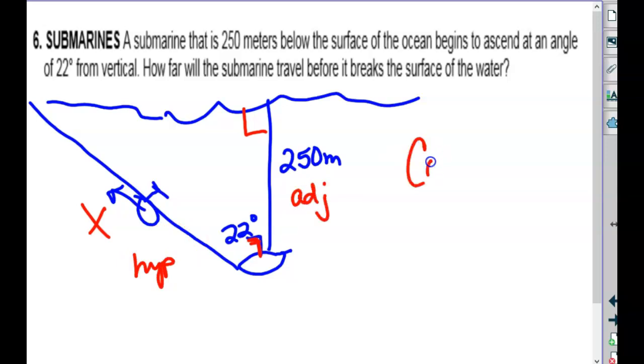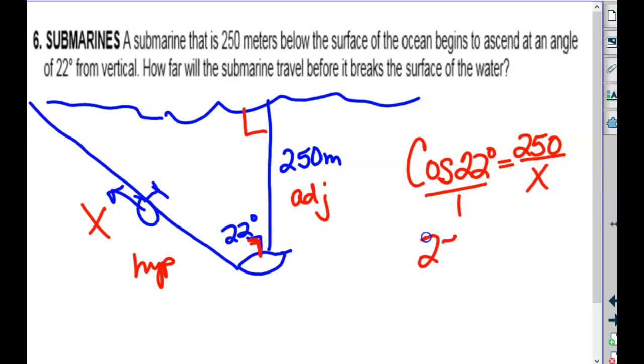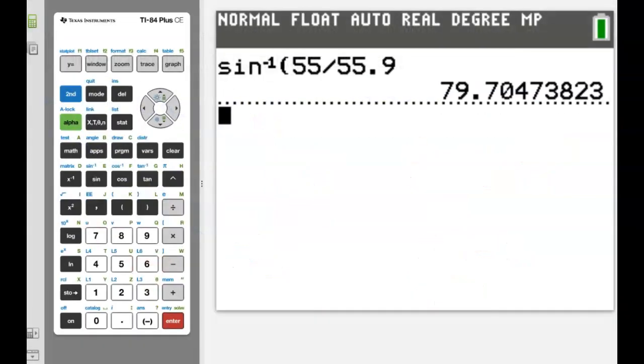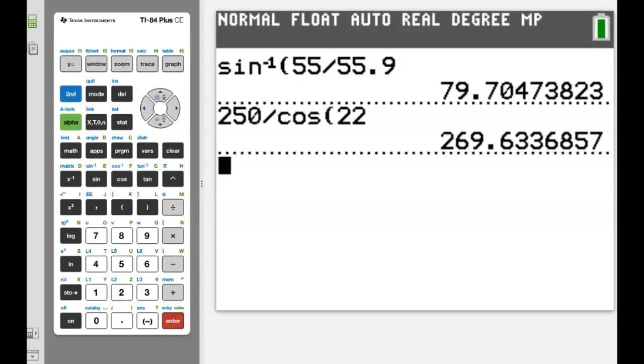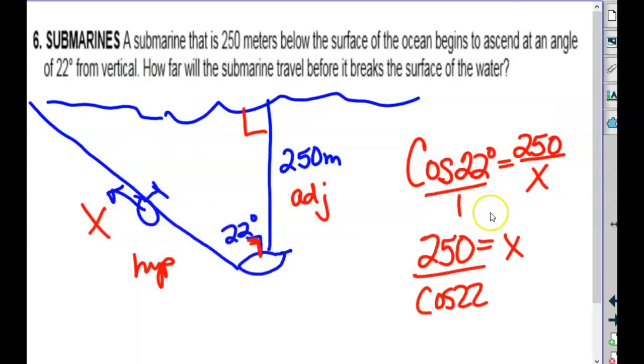Which function is that, guys? Cosine of 22 degrees equals adjacent over hypotenuse. If I cross multiply this way, I get 250. If I cross multiply this way, I get cosine of 22 times x, so I need to divide by the cosine of 22 to get the x by itself. 269.6, anybody?